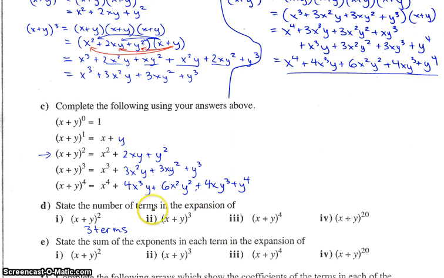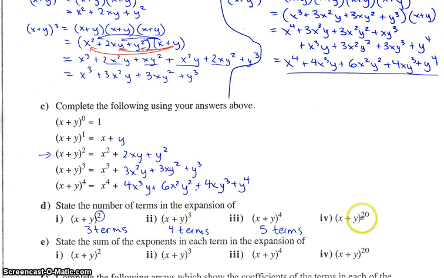State the number of terms in the expansion of x plus y cubed. Well, that would be 4 terms, right? So we're looking at this up here, 1, 2, 3, 4 terms. Terms are separated by plus or minus signs, right? And x plus y to the 4, 1, 2, 3, 4, 5. Now you're probably starting to see a pattern here, compared to the exponent. When the exponent was a 2, there were 3 terms. When the exponent was a 3, there were 4 terms.